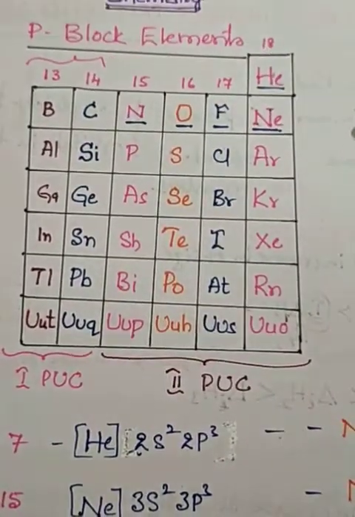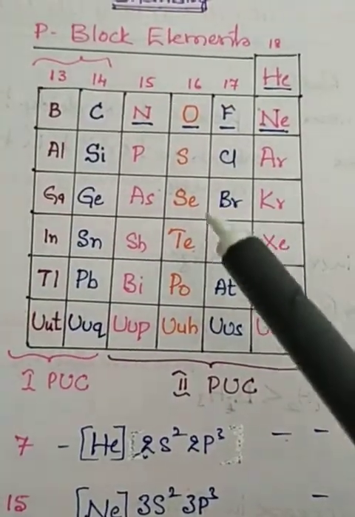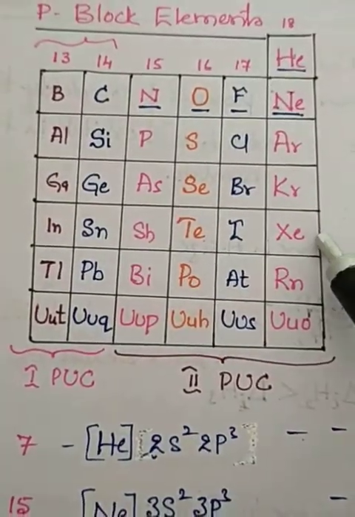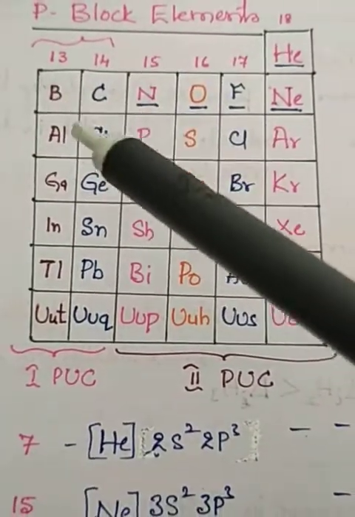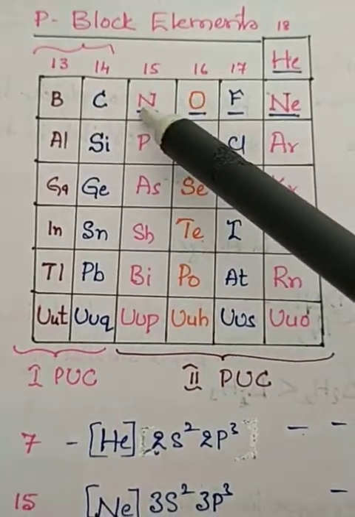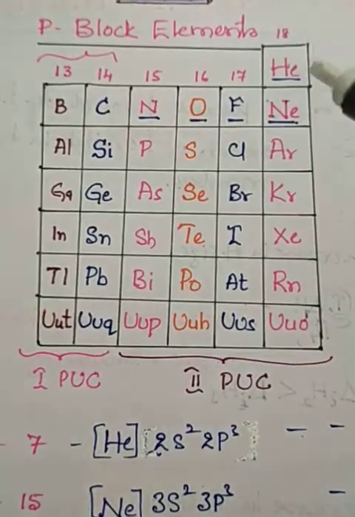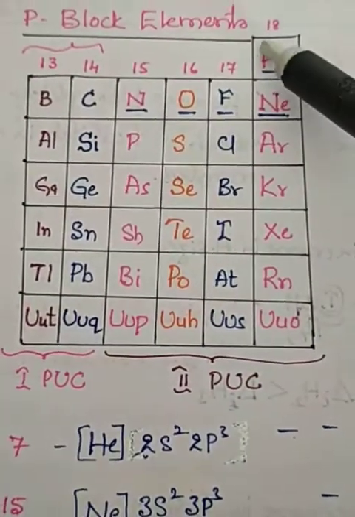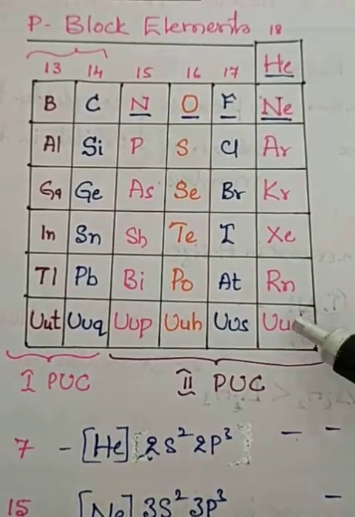Before starting the P block elements in the periodic table, you should have the knowledge to draw the P block elements. From 15 it is essential to draw, but practice drawing all the P block elements from 13 to 18. I just gave a hint, just leave this, it comes at the last.